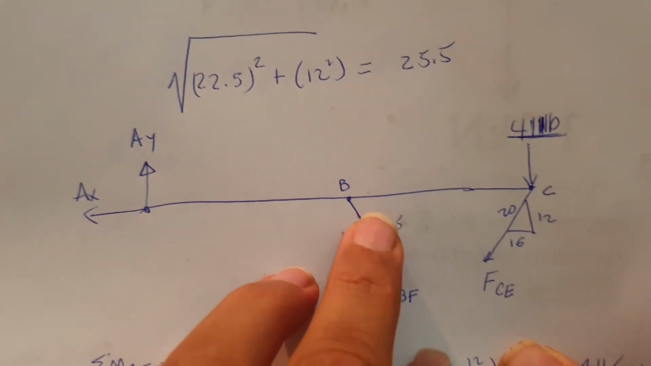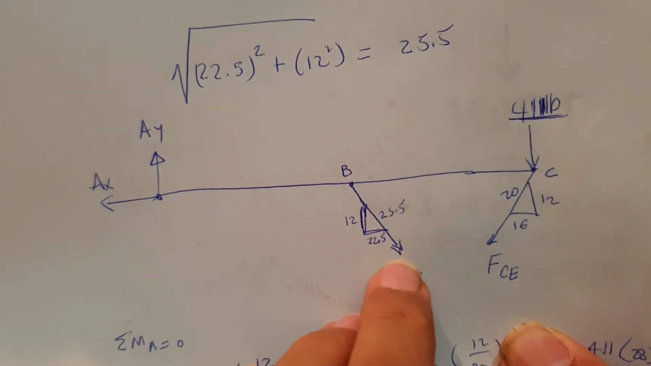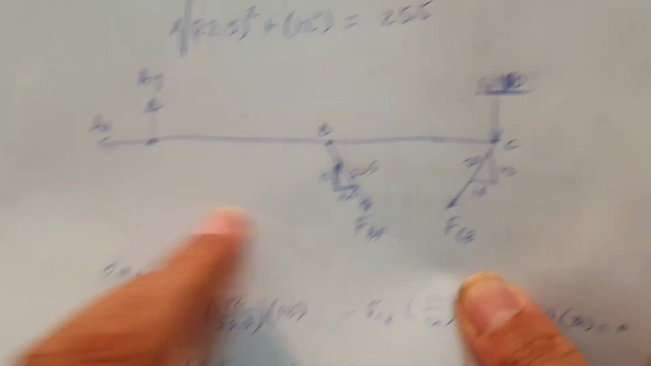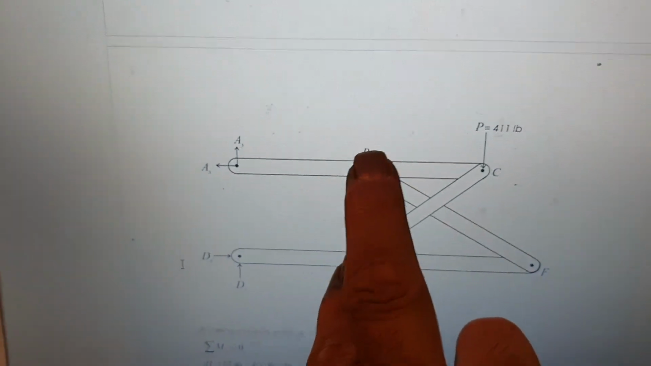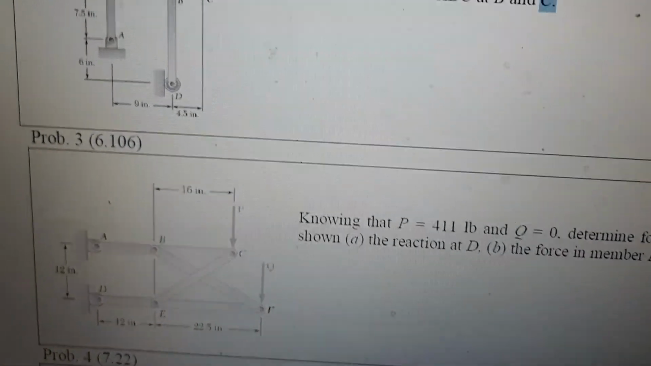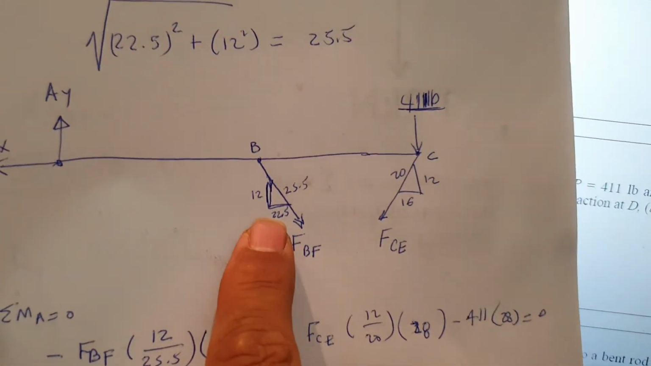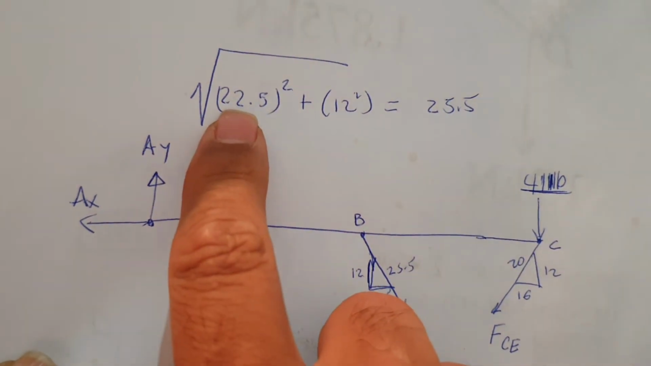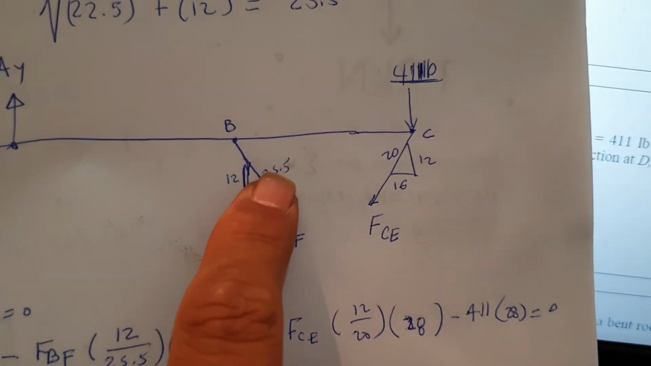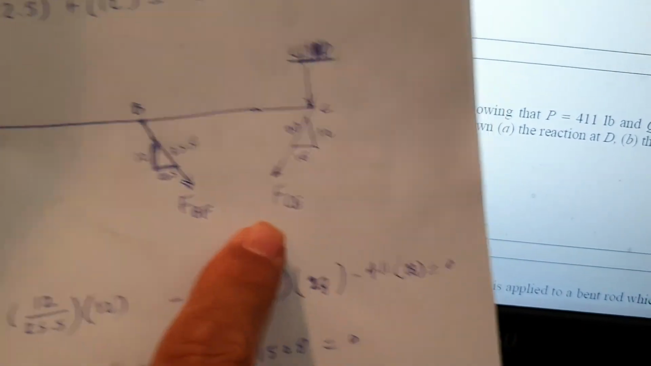A, B, C. There's a force 411, and there is a force here, the force BF, and you should know the angles. This is distance and this distance. You could do it from the actual one. This is 22.5, 12. So you could do 22.5 squared plus 12 squared, all under the square root. This is 25.5. So you could make it 25.5 here. This is force FBF.